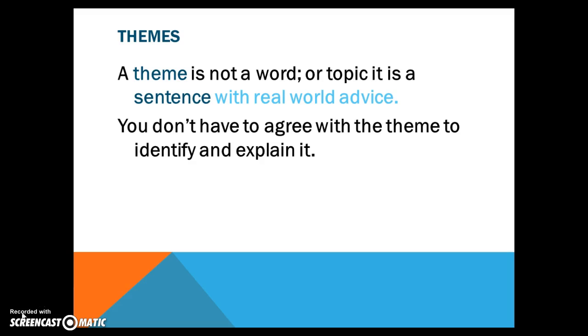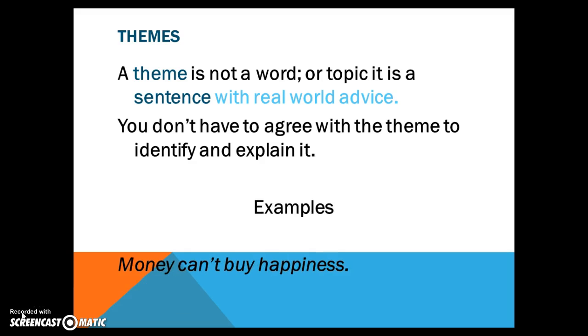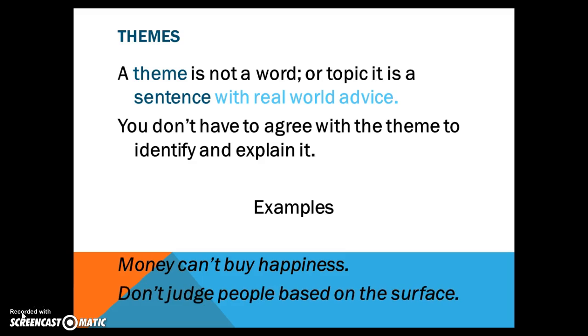You do not have to agree with the theme to identify and explain it. So if the theme of something you read is money can't buy happiness, but you think that money can, you're not being asked to disagree, or rather evaluate the writing. It's more of, all right, this is what the writer is trying to teach me, and that's what you need to take away from it. Examples: money can't buy happiness. Don't judge people based on the surface. Don't judge a book by its cover. These are some redundant examples of themes.